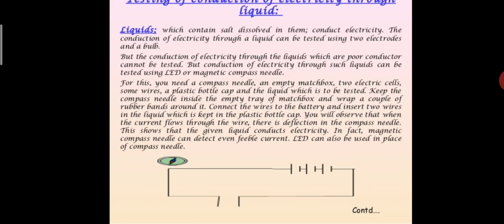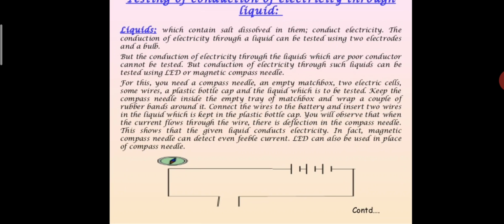The conduction of electricity through a liquid can be tested using two electrodes and a bulb. But the conduction of electricity through liquids which are poor conductors cannot be tested this way; it can be tested using an LED or a magnetic compass needle. Students, they have given you the information that if a liquid has salt present in it, it conducts electricity easily, and you can test it with the help of an LED or a magnetic compass.